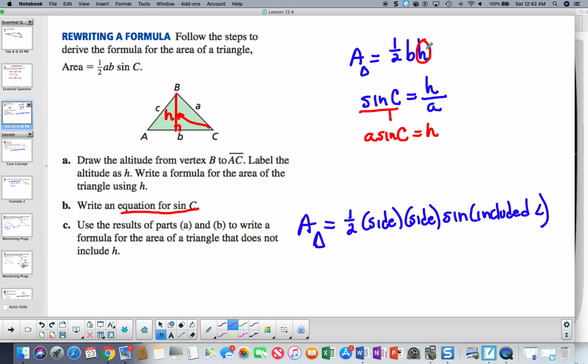And now instead of H, I am going to write this new substitution. So this is going to be equal to 1/2 B, and instead of H, I'm going to write A sine of C. And so these two formulas are exactly alike. Now for the most part, I like to remember it this way. It's 1/2 the side times the sine of the included angle. See, A and B are these two sides, and C is the included angle here.